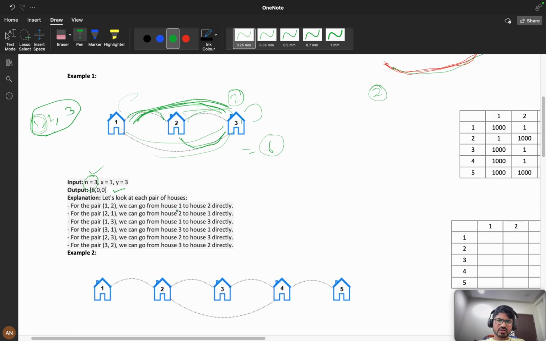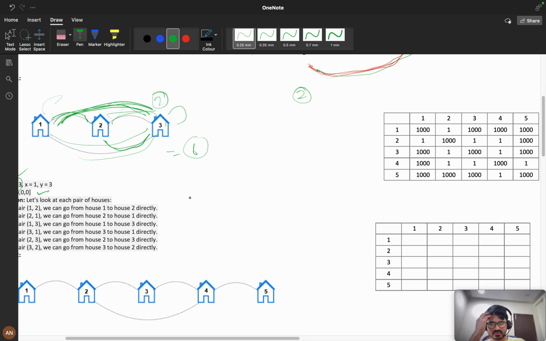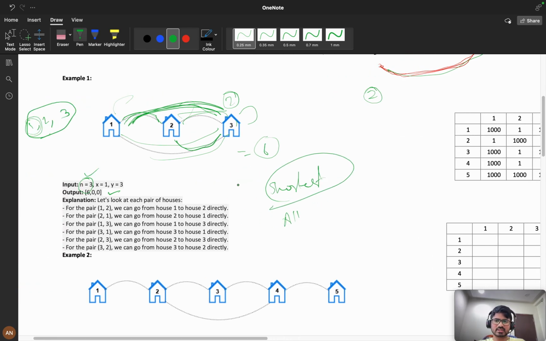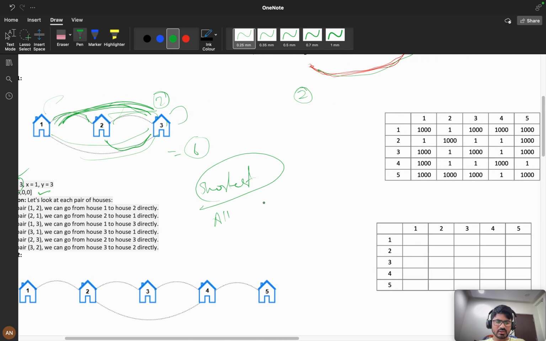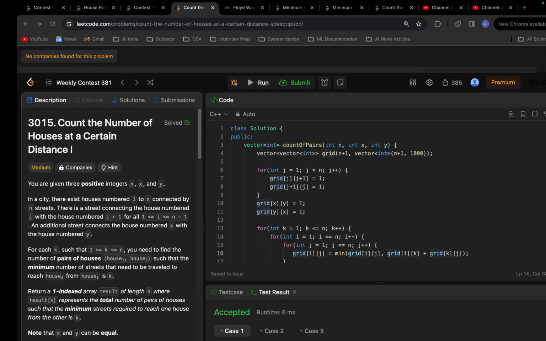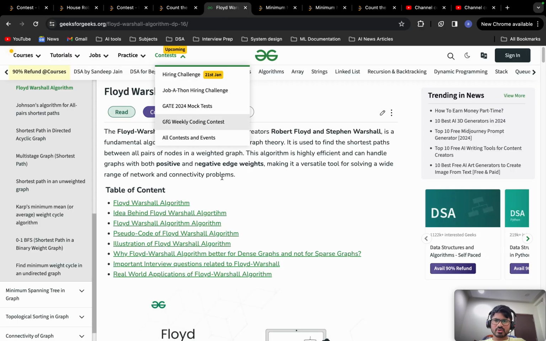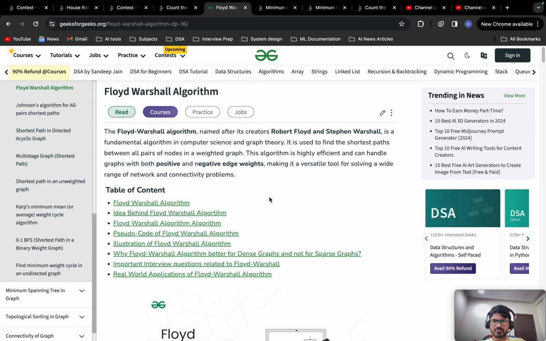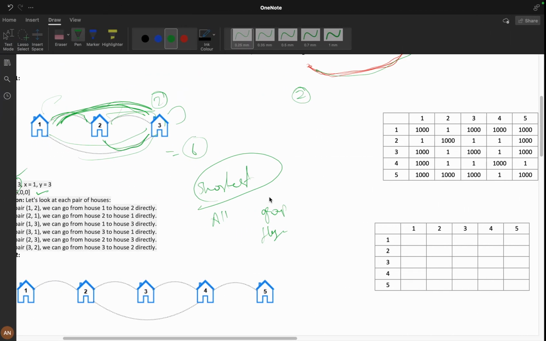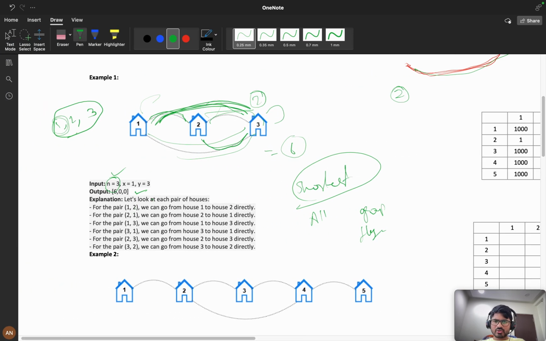After seeing this type of problem, the first thought we get is shortest distance, all pairs shortest distance. If you are familiar with graphs, you know about the Floyd Warshall algorithm. If you don't know about it, you can go to GeeksforGeeks and read about Floyd Warshall. It is an all-pairs shortest path algorithm; from every node it will check.